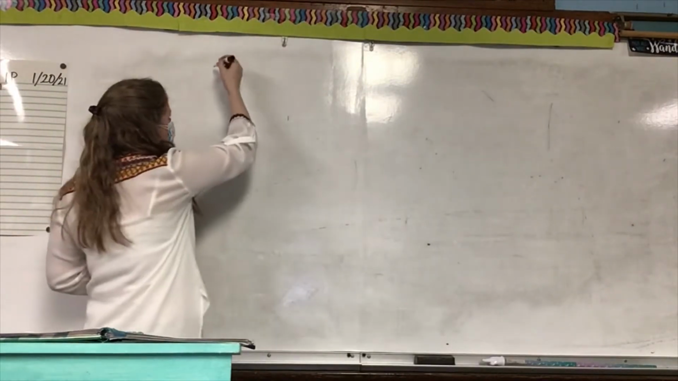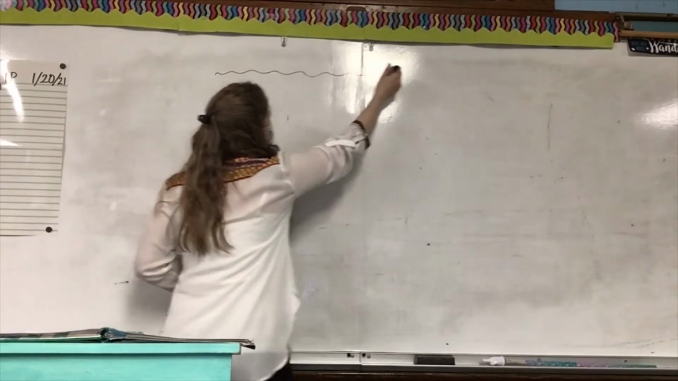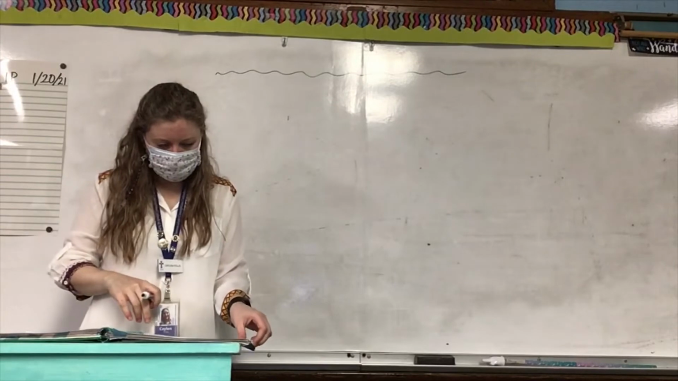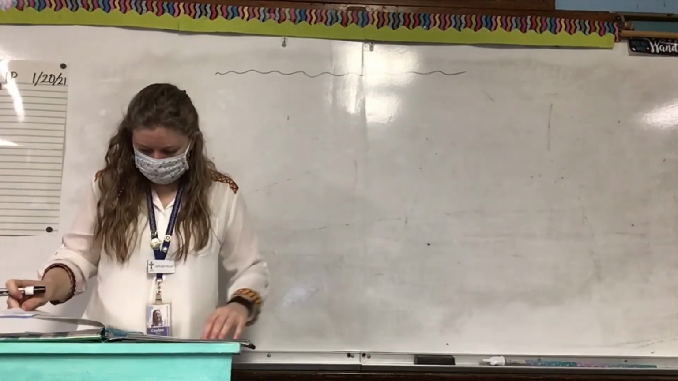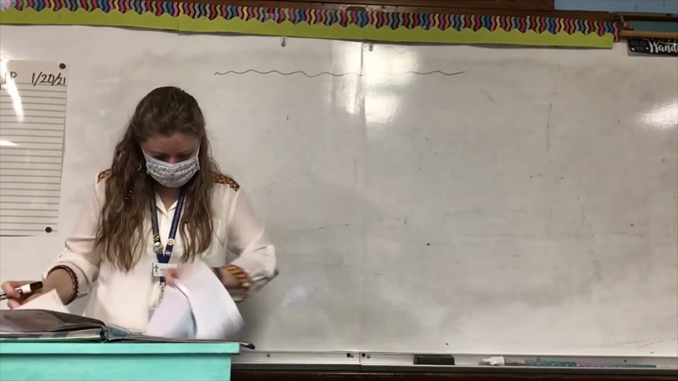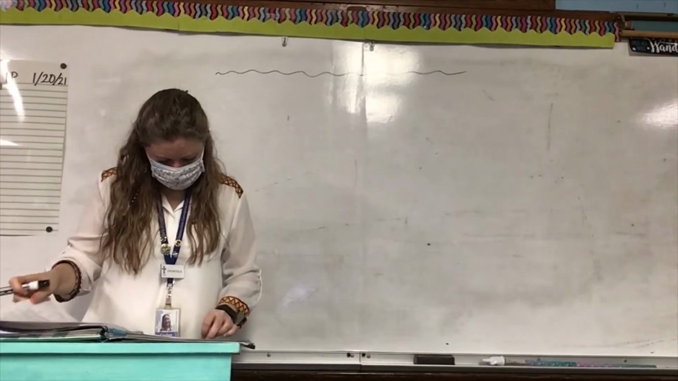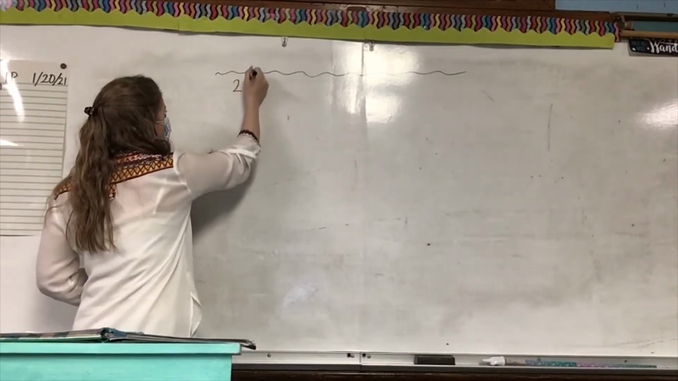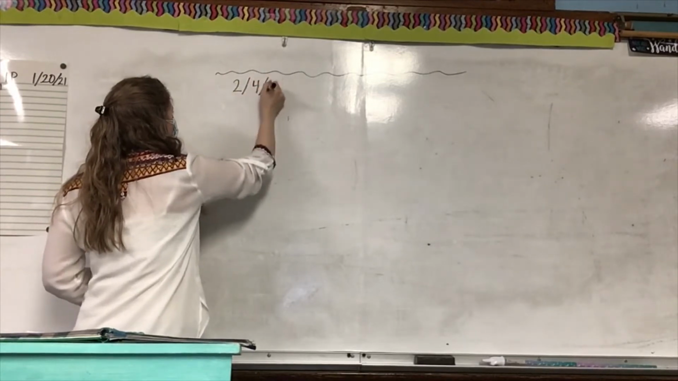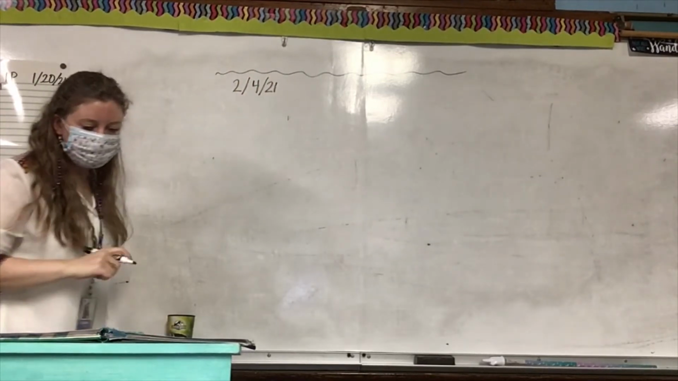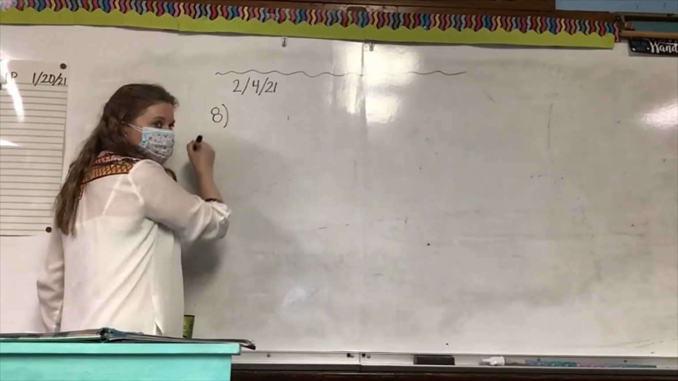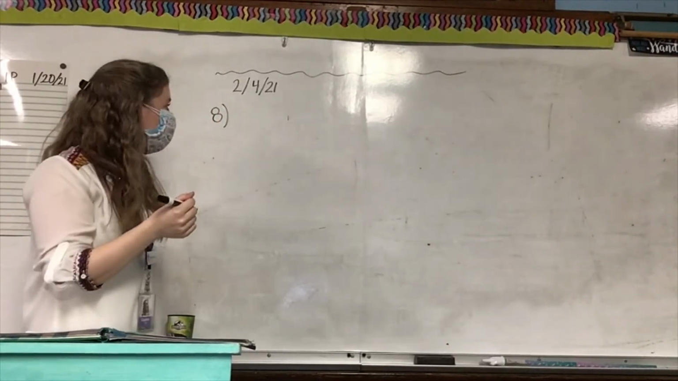So just draw a squiggly line underneath number 7. And then write today's date, February 4th, 2021. And then we're going to start with number 8. Colin, you will have 3 words to do tonight.